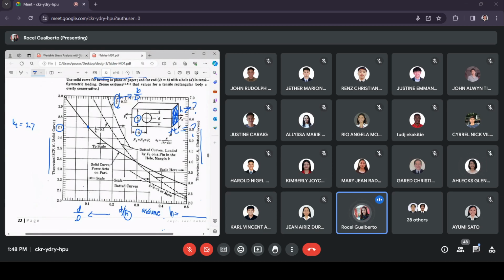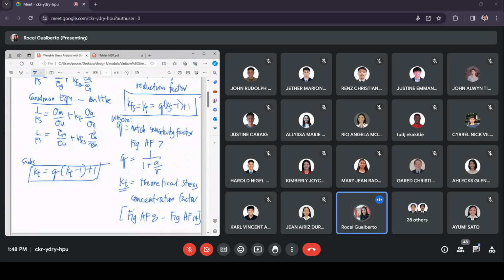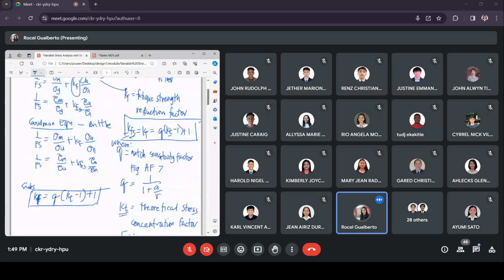Okay, so that is how you obtain KT. From there, you substitute into the equation KT is equal to Q times KT minus 1 plus 1. You use this equation once you obtain the value of Q and the value of KT. Again, the KFS value is just the same as this. This is KF. So, parehas lang po yan doon sa KFS.